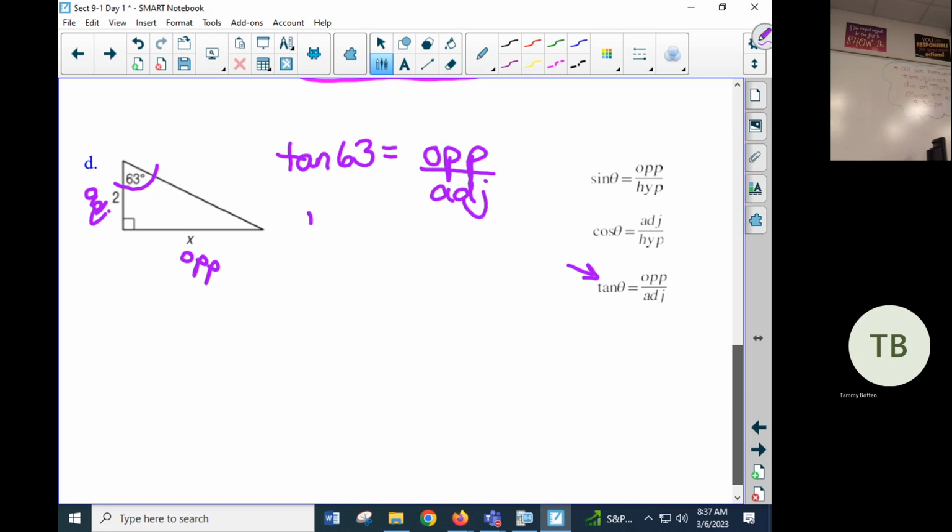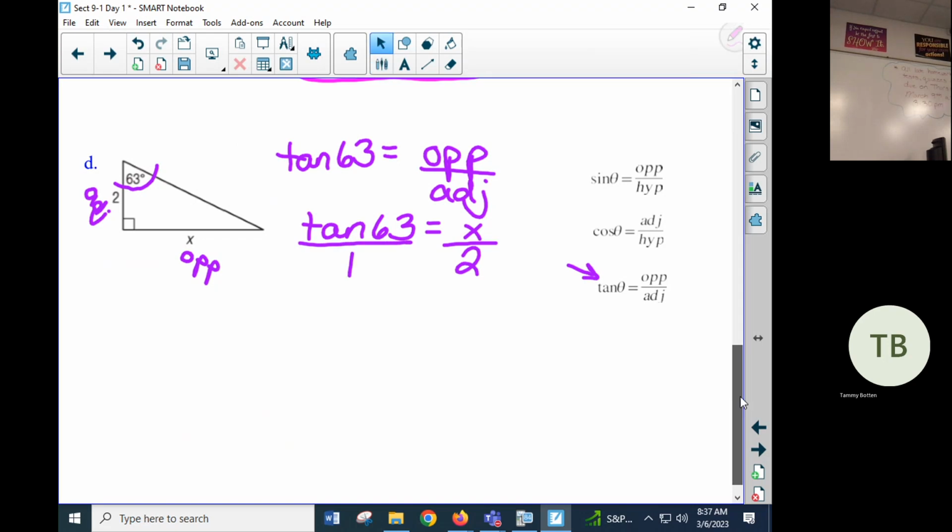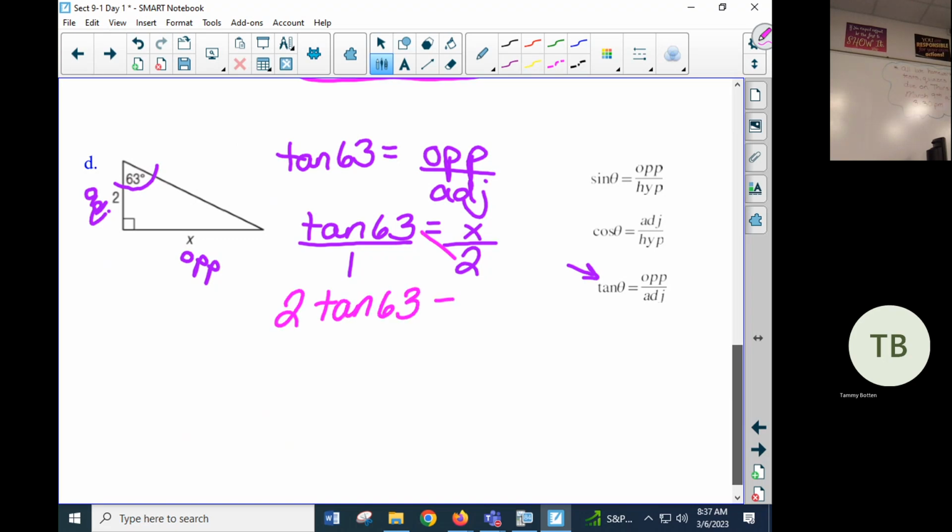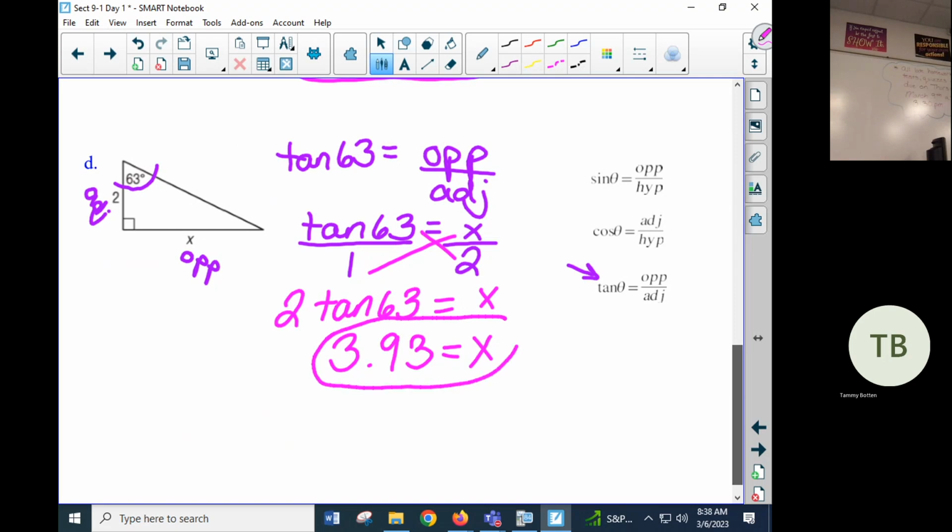Okay, so when I substitute in what I know, the opposite side is X, the adjacent is 2. I put this over 1 and I do cross products. So here I'd get 2 tangent 63 equals X. And then you would type that in, 2 tangent 63, and that is 3.93.